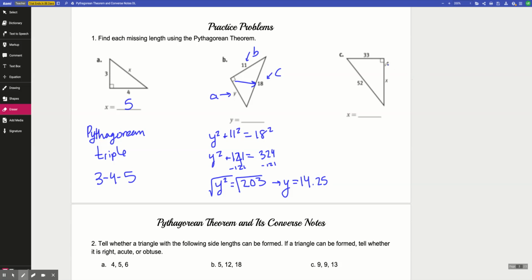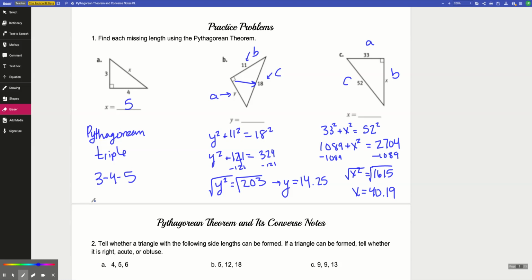Right? So this one, part C, is very, very similar to problem B. So I want you to pause the video, give that third one, C, a try, and see if you can solve for X. All right, folks, so go ahead and check your answer against mine.